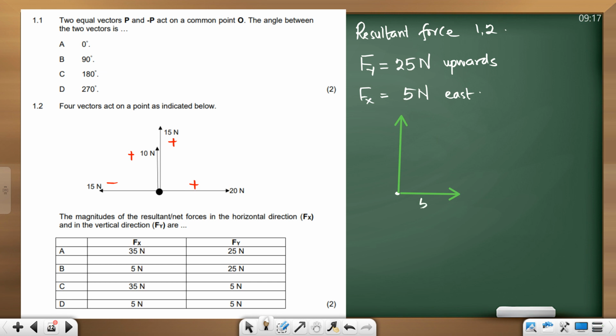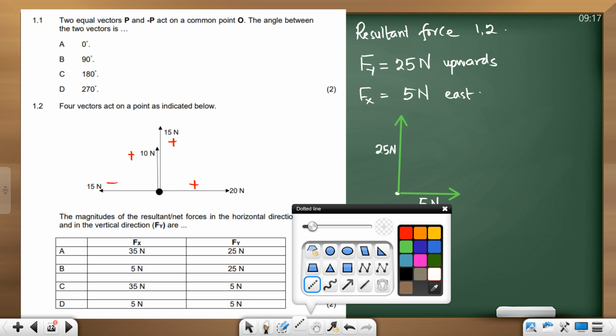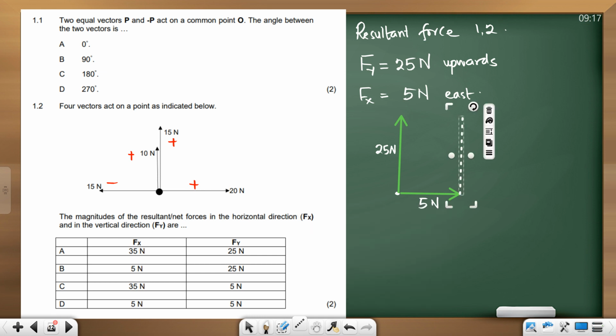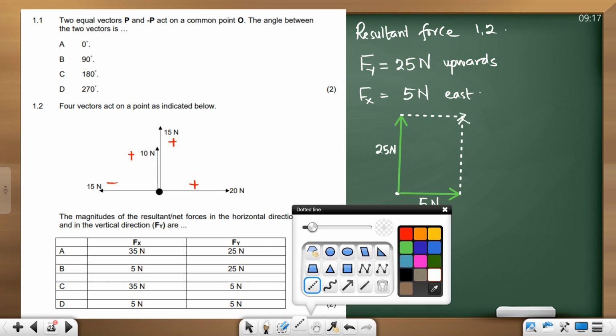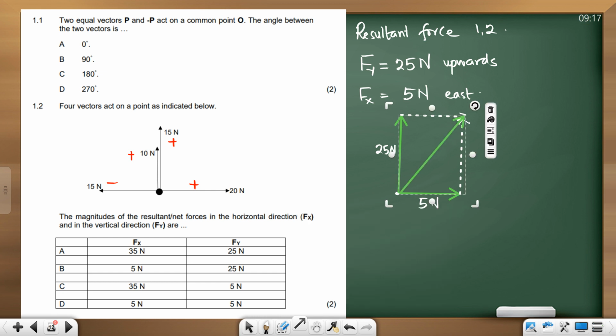What is this? 5 newtons. What is that? 25 newtons. How do we get our resultant? We start by drawing what? A parallelogram. Make sense? And the head is that. The head is that. So what are we going to have now? We're going to have our resultant.